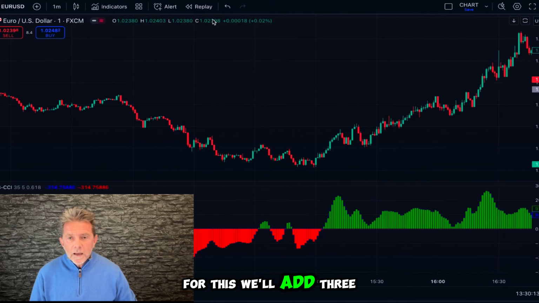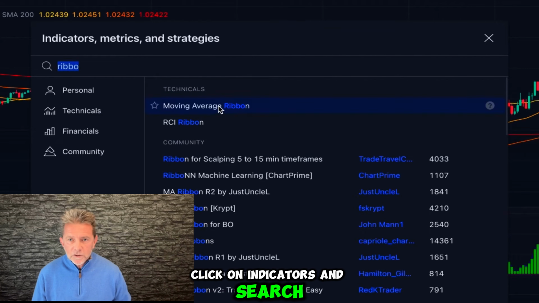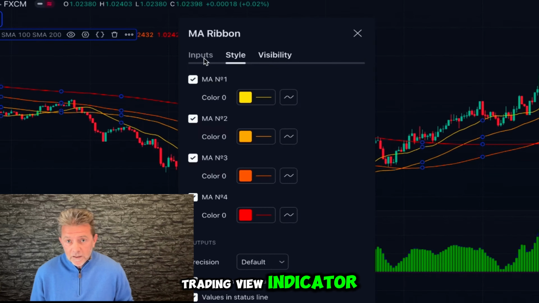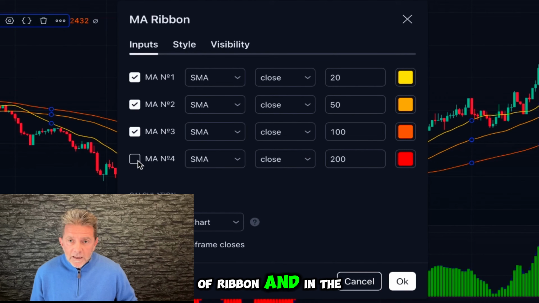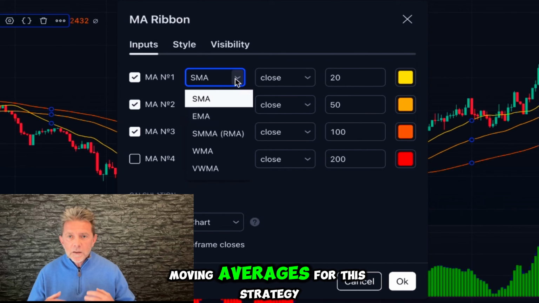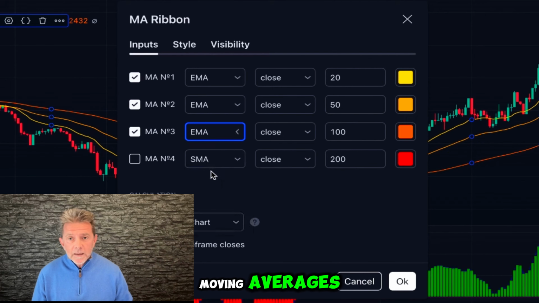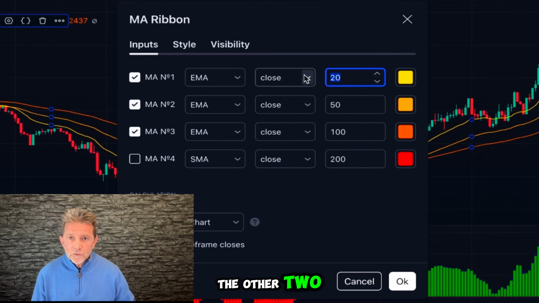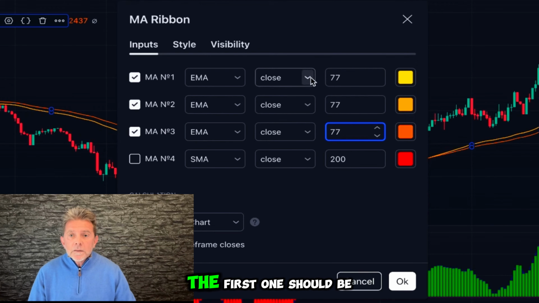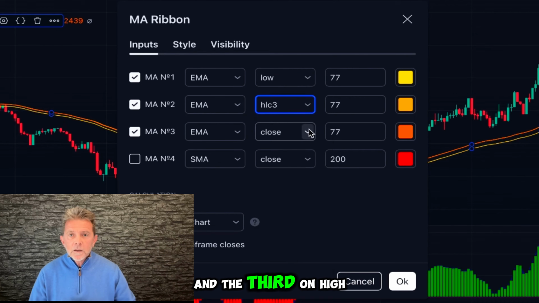For this, we'll add 3 exponential moving averages to the chart. Click on Indicators and search for ribbon, add the moving average ribbon, which is a built-in TradingView indicator. Now go to the settings of ribbon and in the Inputs tab, remove 1 because we'll only use 3 moving averages for this strategy. Change all 3 to exponential moving averages, EMA, and repeat this for the other 2. Set the length of all 3 EMAs to 77. The first one should be based on low, the second on HLC3, and the third on high.